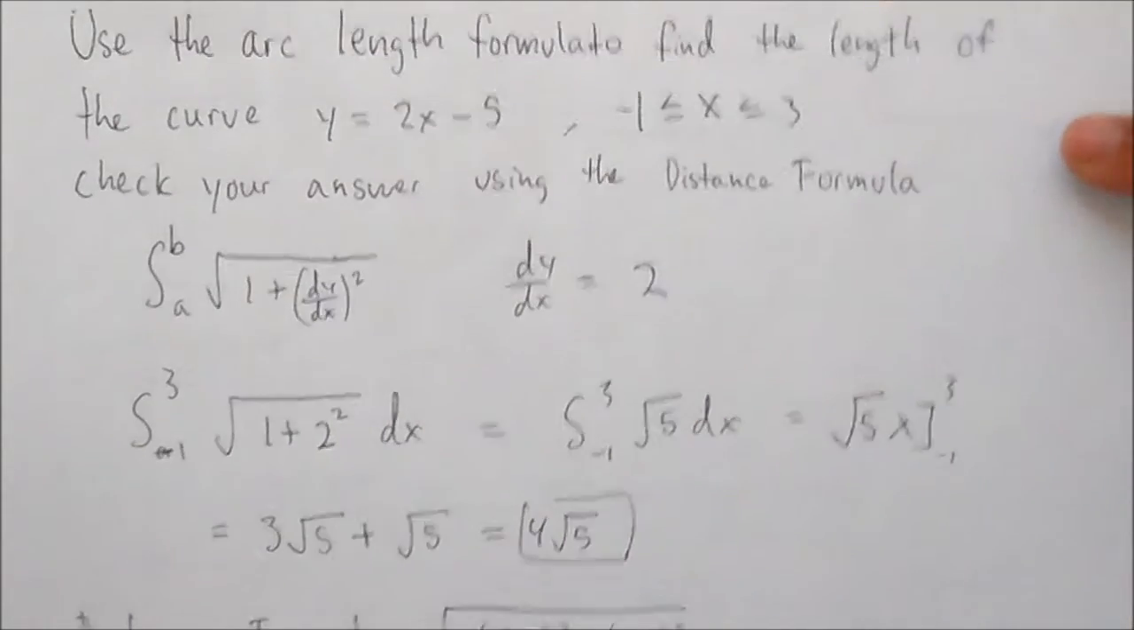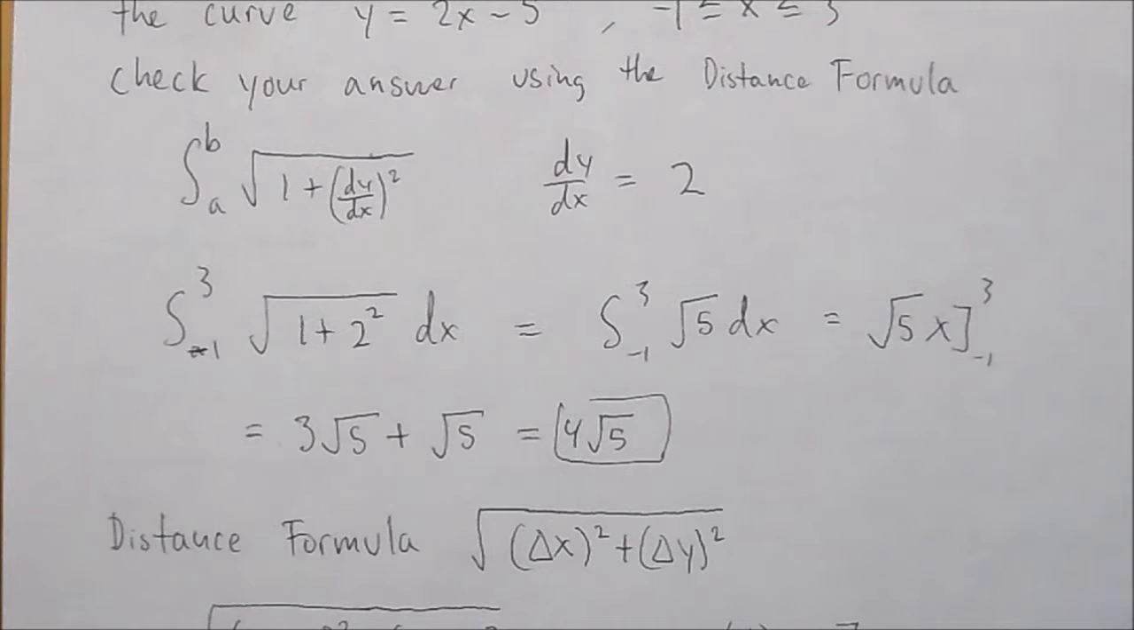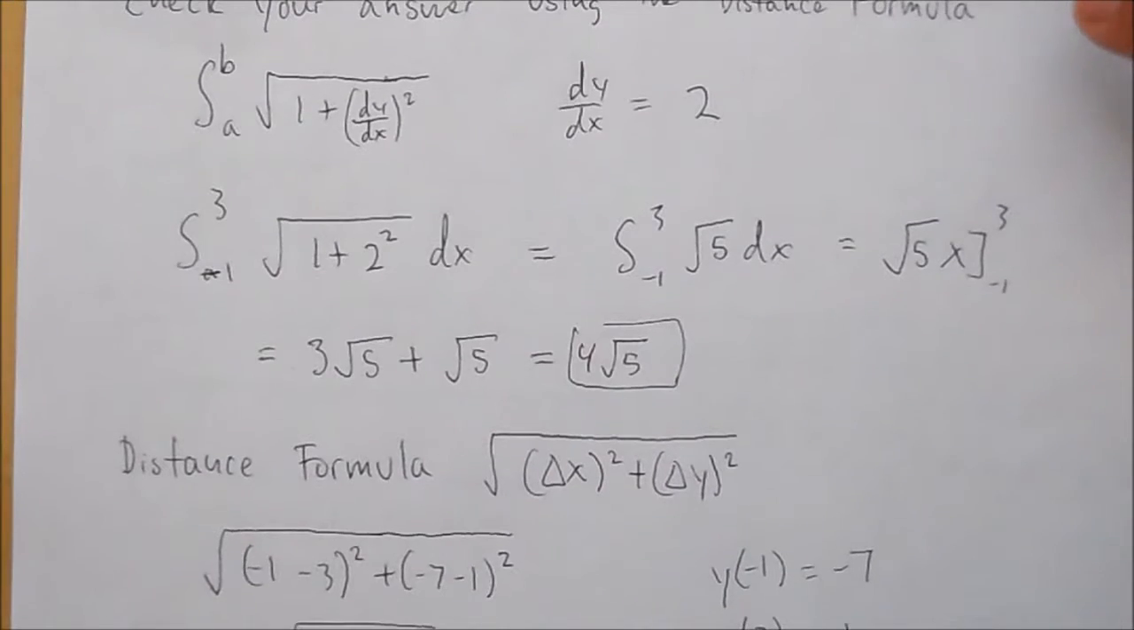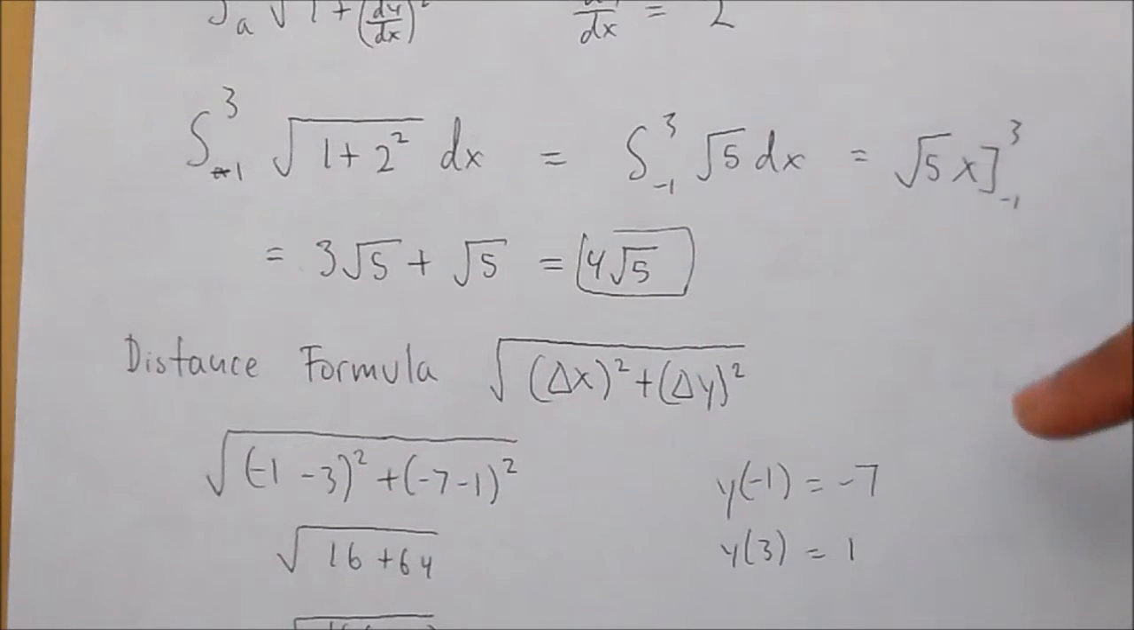Now moving on to the distance formula, I found that the distance formula was actually longer and more tedious. If you have really short-term memory and forgot your distance formula, it's the square root of delta x squared plus delta y squared. You probably learned this back in middle school, but here's a refresher. All right, so you just plug and chug this. Don't forget you need to find your y values first.